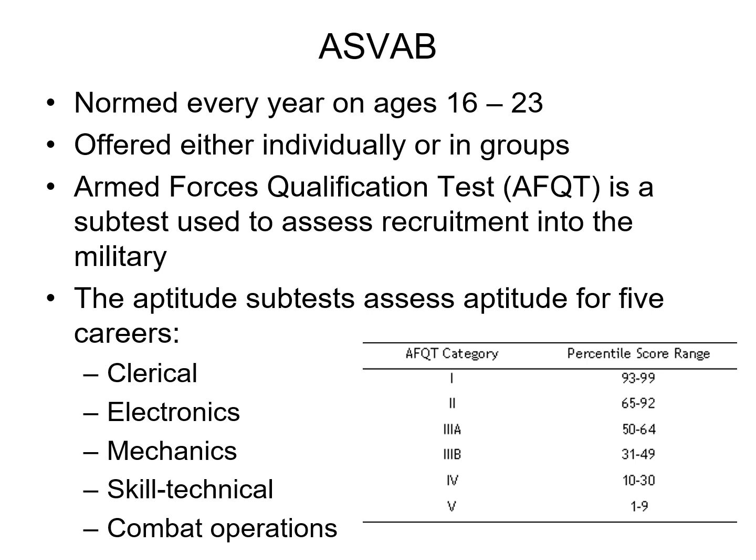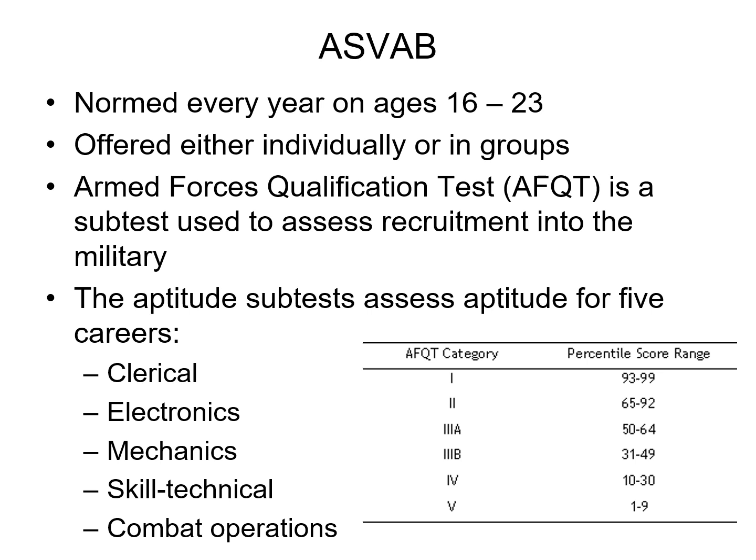So the ASVAB is normed every year on ages 16 to 23, so that means that the expectations of your percentage performance is not based on people that took the test 50 years ago. It's based on people that took the test last year. Offered either individually or in groups, and the Armed Forces Qualification Test is a subset test used to assess recruitment into the military. So if you took the AFQT, it's a shorter form for someone that's simply joining the military without having already taken the ASVAB.